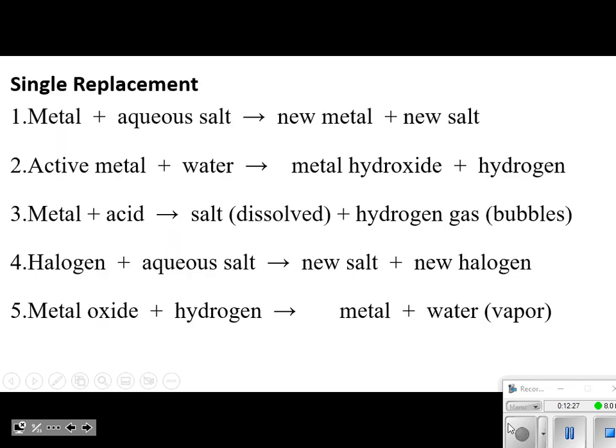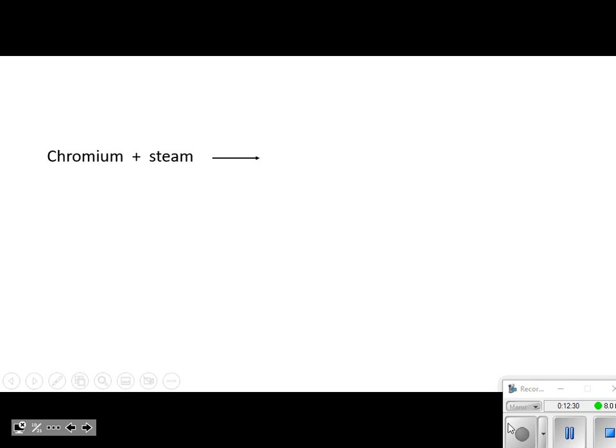All right, here's our next one. Chromium and steam. Now, what is steam? Huh? It's just water, isn't it? So, I'm thinking here, all right, I got steam, I got water. So this is basically chromium and water, but I can say that it's in the gaseous form.